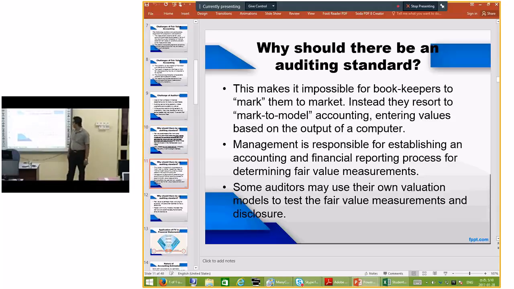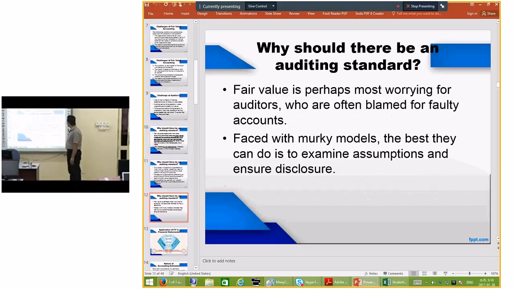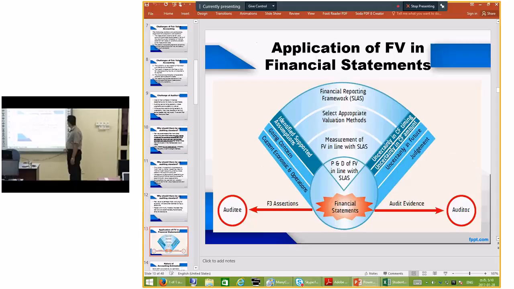Right? So as a result of that, we should have an auditing standard on auditing accounting estimates. So that's why you have SLAUS 540, right? As we discuss the auditing standard, we can discuss everything with this.